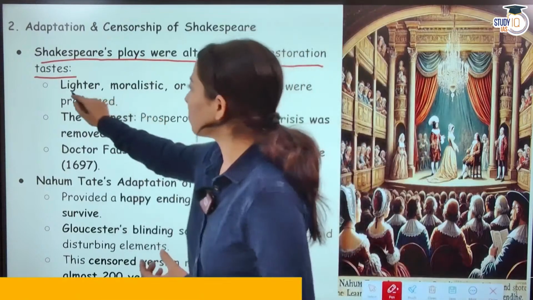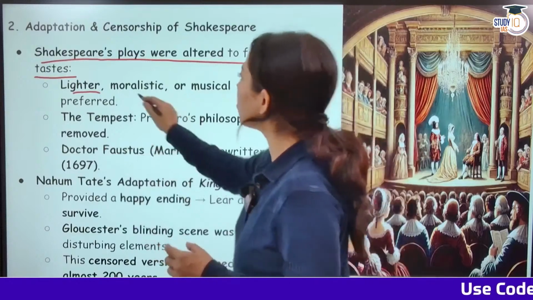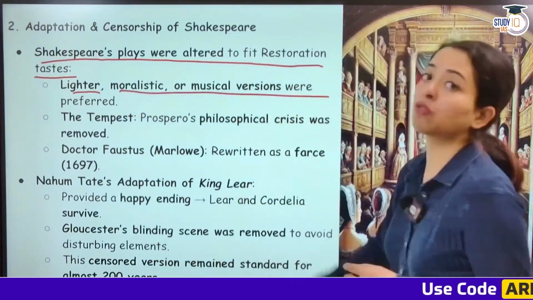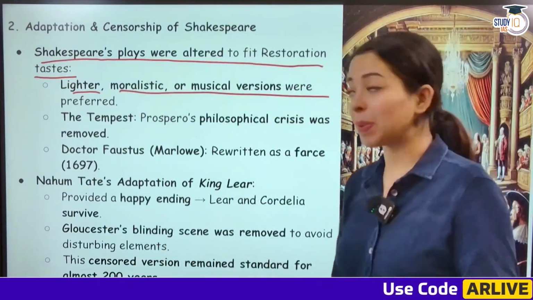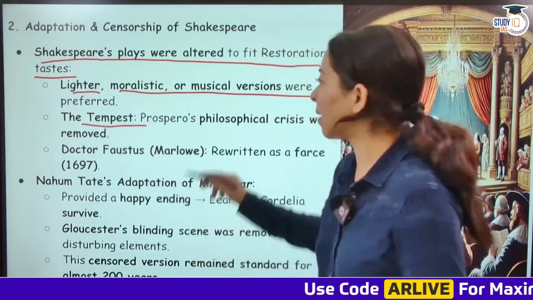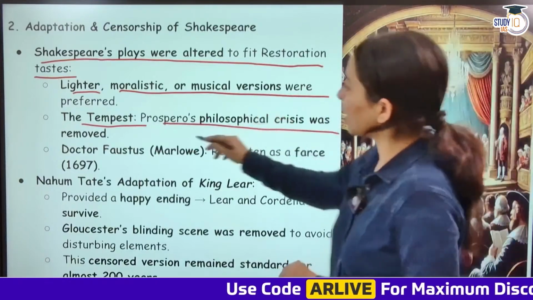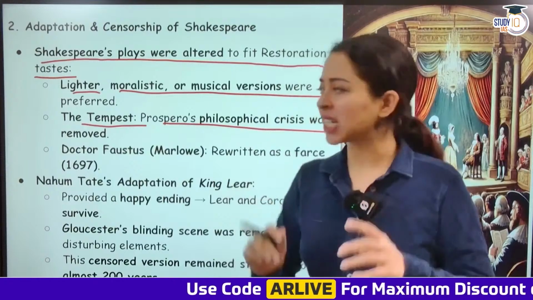So lighter, not very heavy, not something like Macbeth and Othello. So lighter, moralistic or musical versions were performed. For instance, The Tempest. The Tempest of Shakespeare, in which Prospero is a seminal character. Prospero's philosophical crisis was removed. Okay, so this was to make it light-hearted, to make it just entertaining.